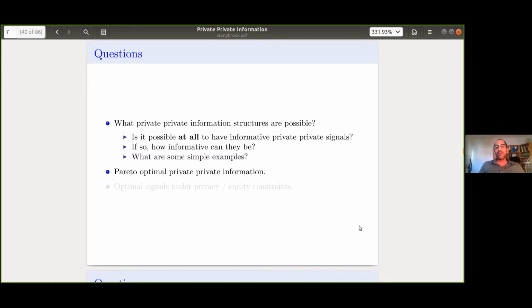We're going to talk about a notion of Pareto optimal private information. Because there are limits to how informative private signals can be, there are going to be Pareto optimal ones, where you cannot make them more informative without giving up this property of being private. And then we'll talk about the example I mentioned above: how do you design optimal signals under privacy or equity constraints?